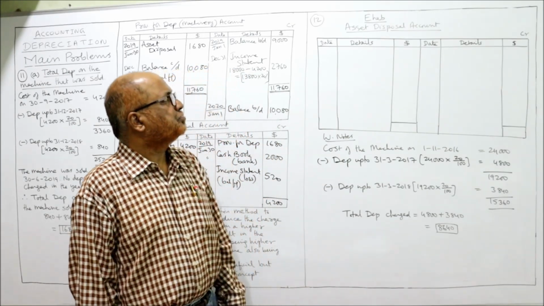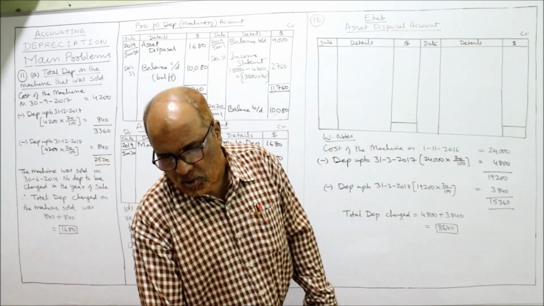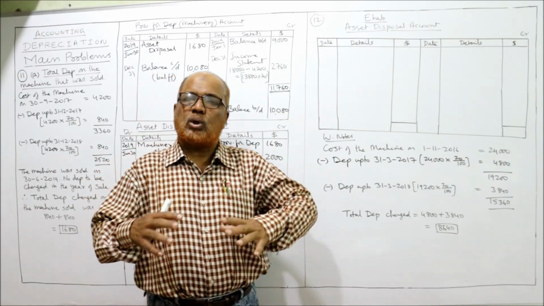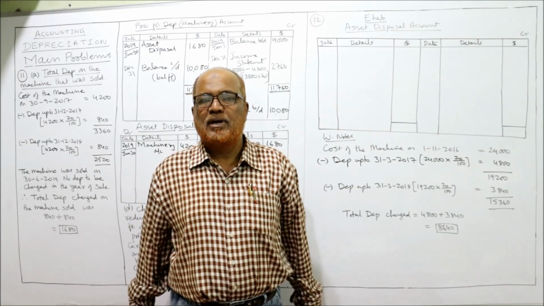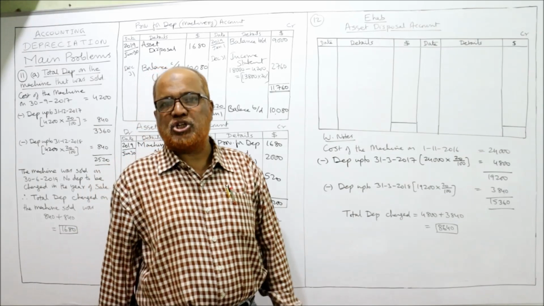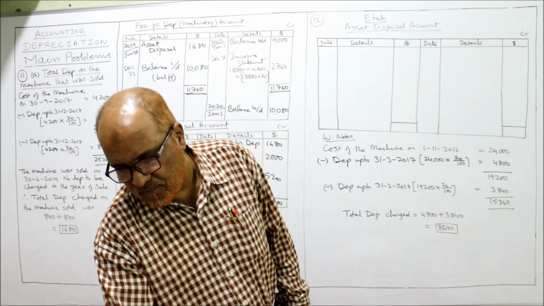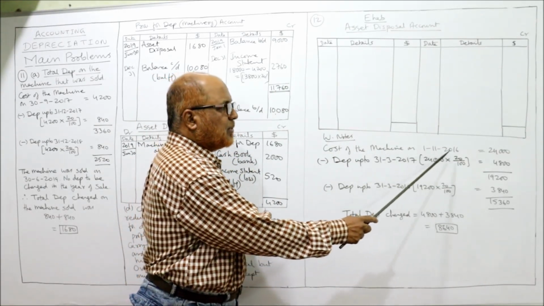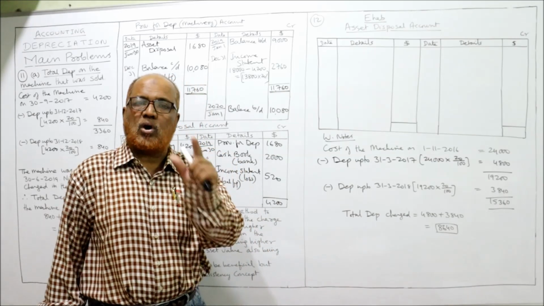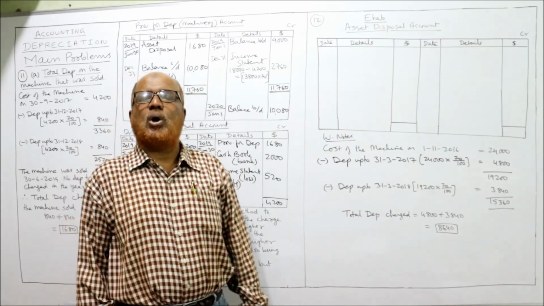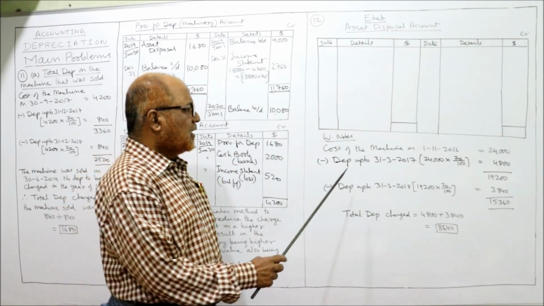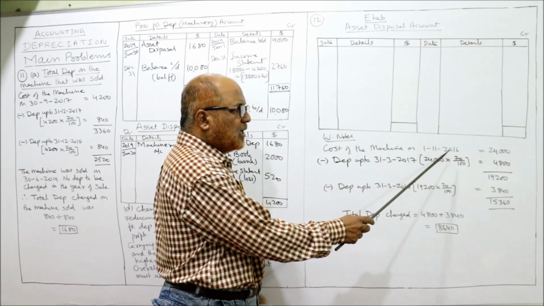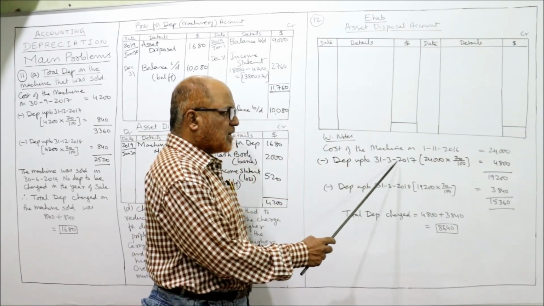Now, asset disposal. The machine was sold on 31st March 2019, but before that we calculate the total depreciation provided. How much is the depreciation provided on that machine which was sold? When was it purchased? 1st November 2016. So see here, the cost of the machine on 1st November 2016 was 24,000. Accounts are closed on 31st March every year. So up to 31st March 2017, because from 1st November 2016 the immediately coming March is 31st March 2017.